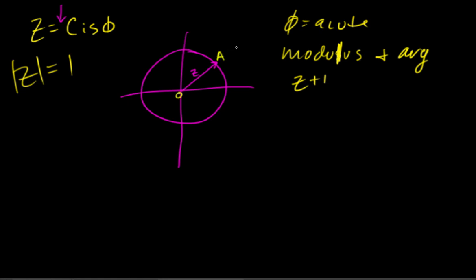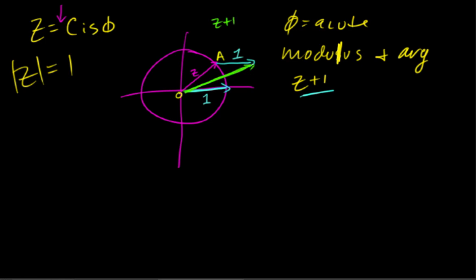We'll call this A. Now, if we go from here to here, which is 1, because we're doing plus 1, we can put that on the end right there, which is also 1. And then if we connect those, that's our z plus 1. So the green one is z plus 1.